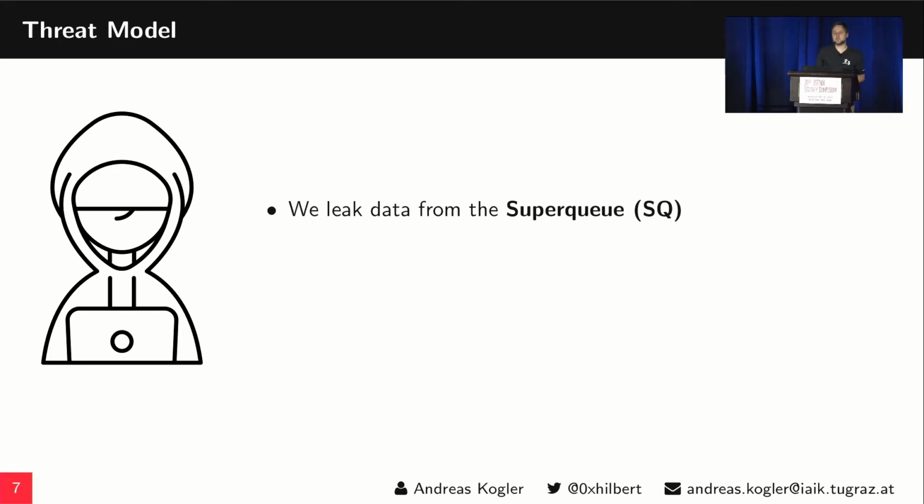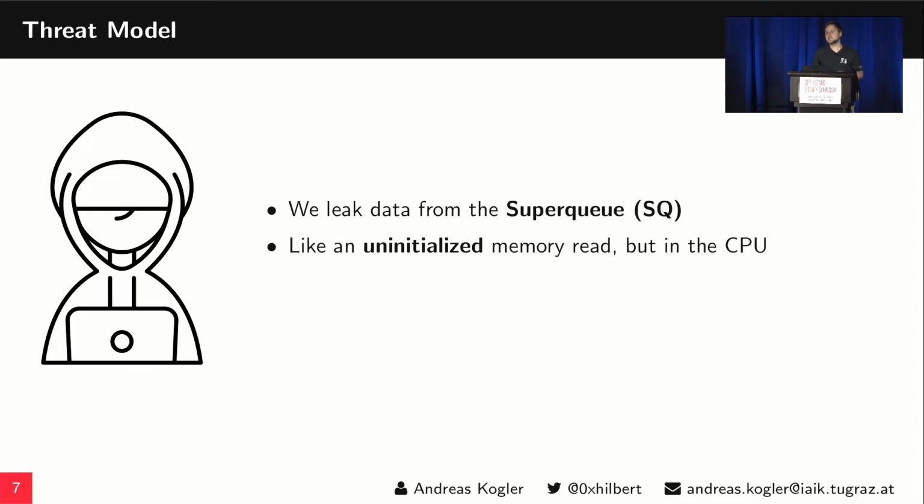This brings us to our threat model. We now have this powerful attack where we can leak data from the superqueue. We compare it in the paper to an uninitialized memory read: basically, the CPU forgot to zero out the data before passing it along. However, we are in a privileged attacker model, so we still need root to access that APIC MMIO region since it's physical memory.